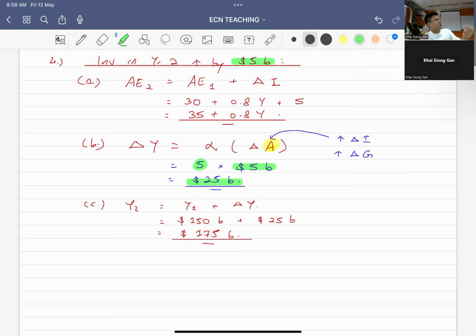Someone pumped in investment by 5 billion, but at the end, the total increase in the income or output is by 25 billion. Banyak. Why is that banyak? Because of the multiplier effect playing a role, which I can put here, this color. Okay, so this is the multiplier effect that I'm talking about. So 5 billion ends up becoming 25 billion. This is what we call the multiplier effect.